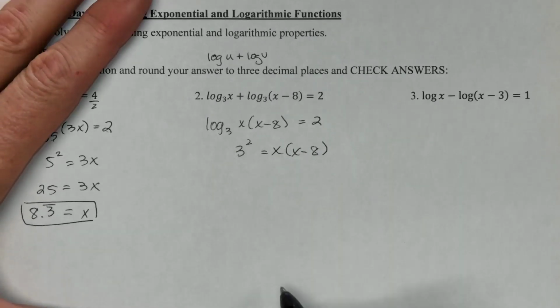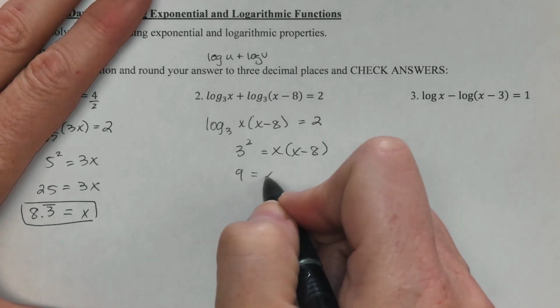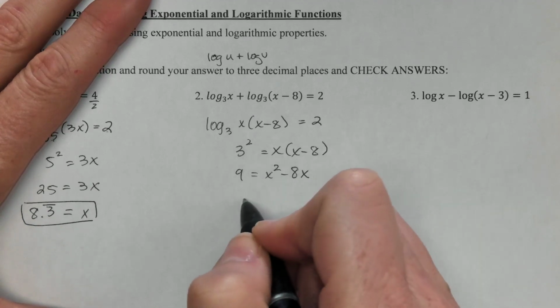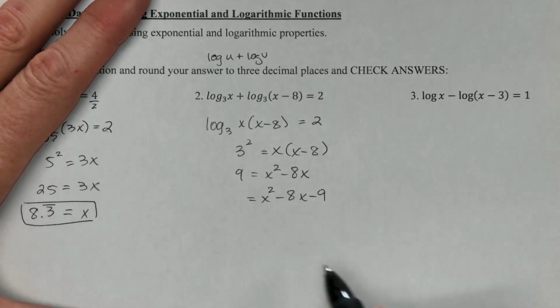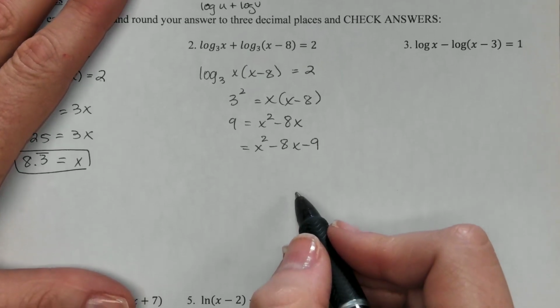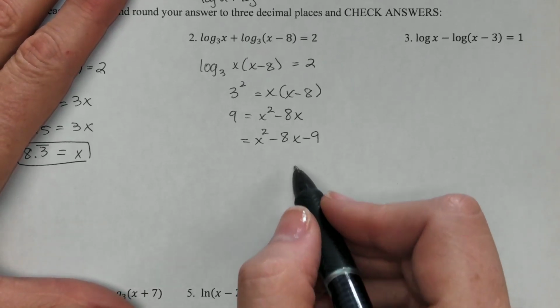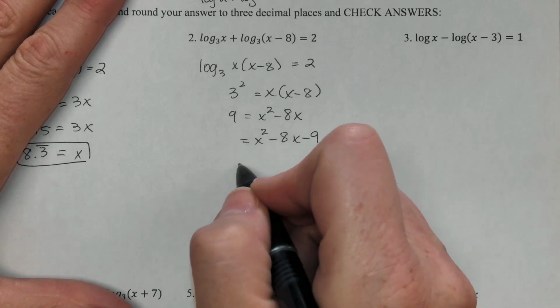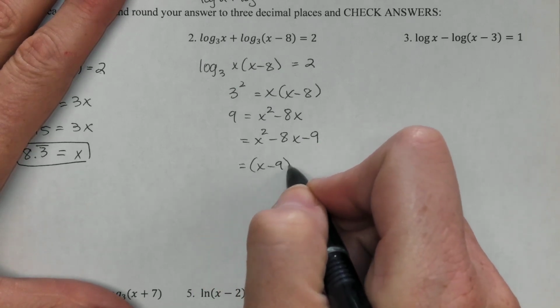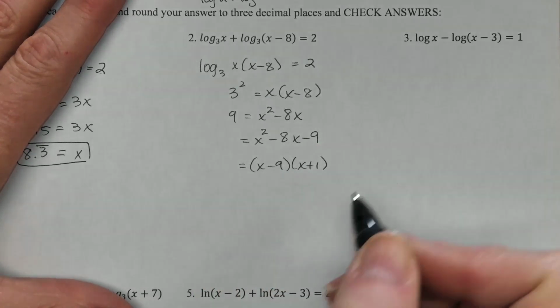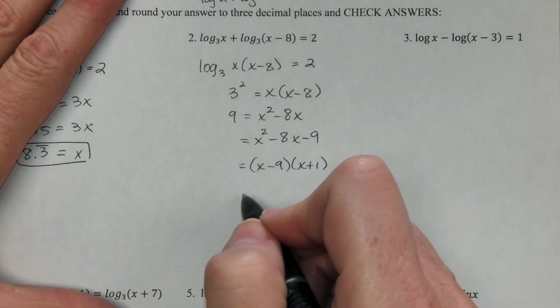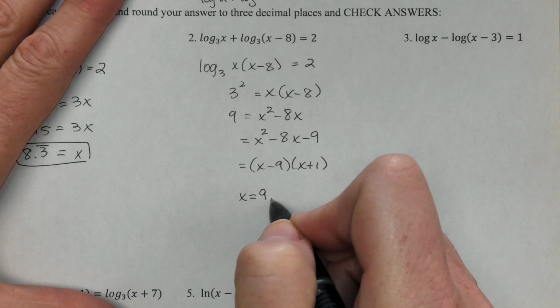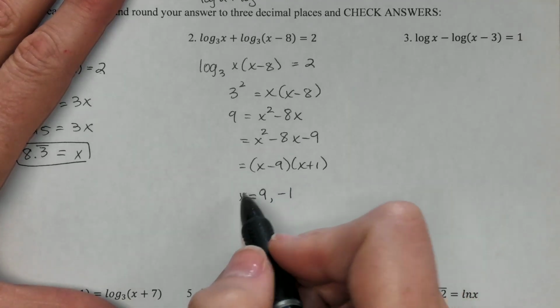And now I just have an algebra problem. So I've got 9 equals x squared minus 8x. We're going to move the 9 over. And then you have a couple of options. You can do the quadratic formula. You guys all have a program. You could factor. Factoring for me is just a little faster. But you could enter this in your program and you'd get the same answers. So x minus 9 times x plus 1, that means that in the end my answers are 9 and negative 1.